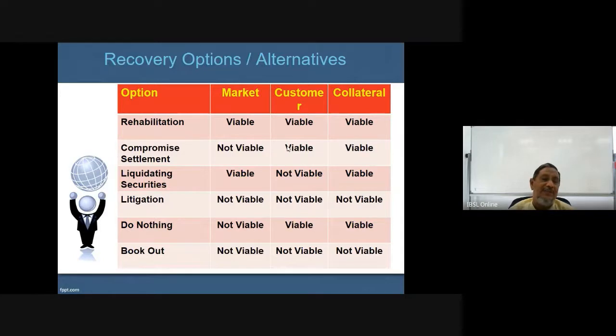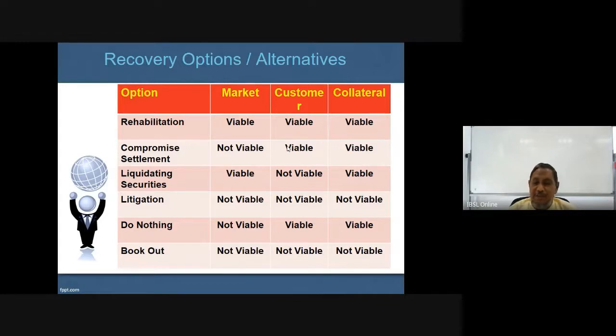Final option is, if nothing can be done, market is not viable, customer not viable, collateral is not viable, not positive, we have to book out. That means we can't keep that facility anymore in our books. Earlier we called this write-offs, capital write-offs. Now we have changed the word, not capital write-off, it is the book out. Capital write-off is the terminology is not correct.